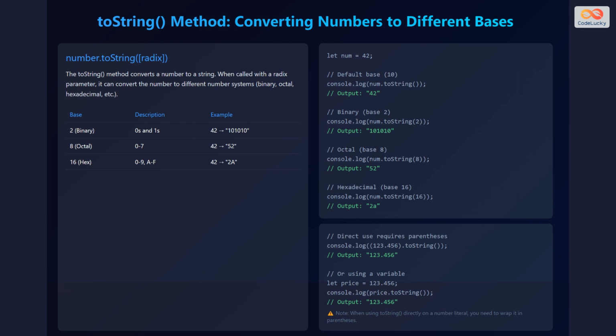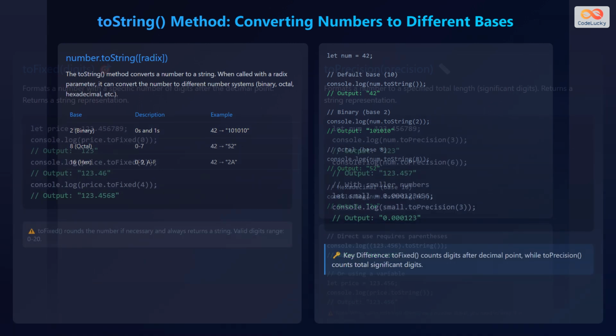It can also convert numbers to different number systems, such as binary, octal, and hexadecimal, by specifying a radix or base. For example, the number 42 can be converted to its binary representation, 101010, using the toString method with a base of 2. Similarly, it can be converted to octal, which is 52 with a base of 8, and to hexadecimal, which is 2a with a base of 16. When using toString directly on a number, it needs to be wrapped in parentheses.